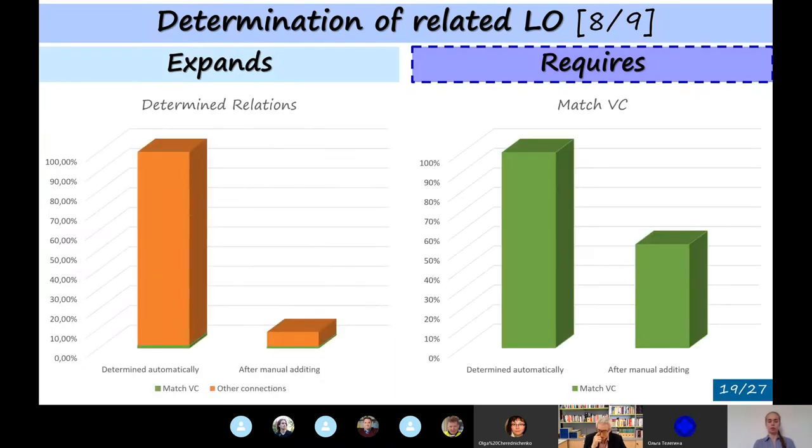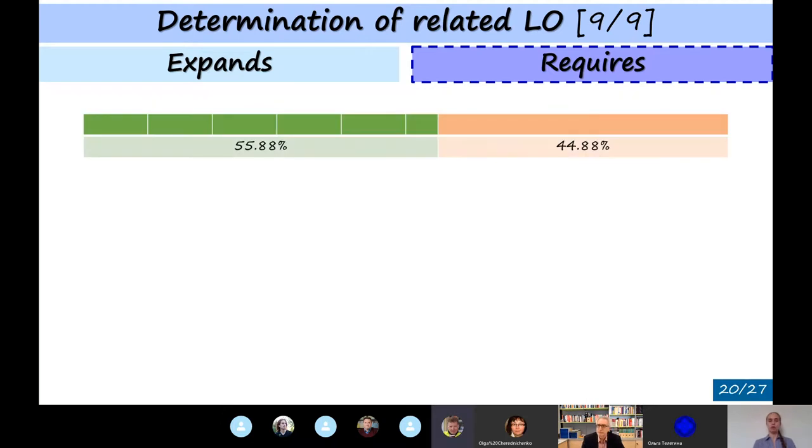If I use all the pairs of keywords which were extracted automatically, I get a very high level of noise. You can see it on the left chart. However, if I remove all the pairs of words which are irrelevant for the computer science field, I can decrease the level of noise by 90%, which was a pretty good result. With this approach, I can determine automatically almost 56% of the relations from the validation corpus.